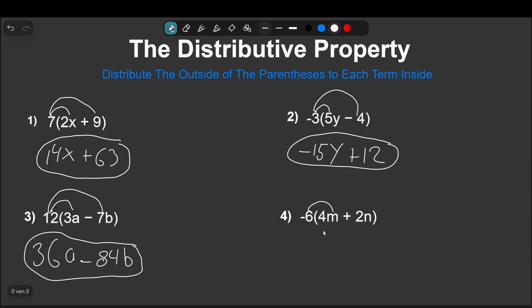So we're going to do minus 6 times 4m. Minus 6 times 4m will equal minus 24m. And now we're going to do minus 6 times 2n. So minus 6 times 2n will equal minus 12n. And this, again, will be our final answer of our final example.